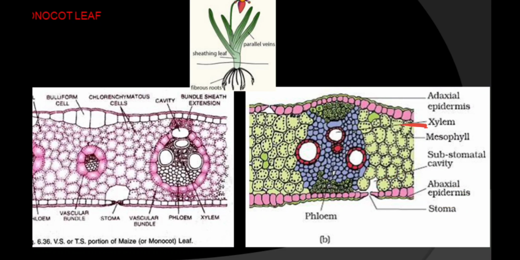Then in the center we will see the mesophyll cells, and here you will see that these mesophyll cells are undifferentiated, means they are not differentiated into palisade and spongy as we have seen in the dicot leaf. Here you will see all the cells are similar in structure, they are quite oval in shape, and these are mesophyll cells, and in this region photosynthetic activity occurs. Near the stomata you will see a cavity, which is helpful for the exchange of gases.